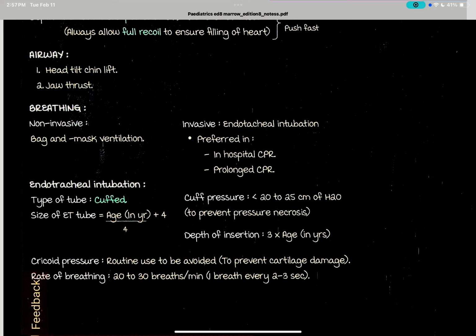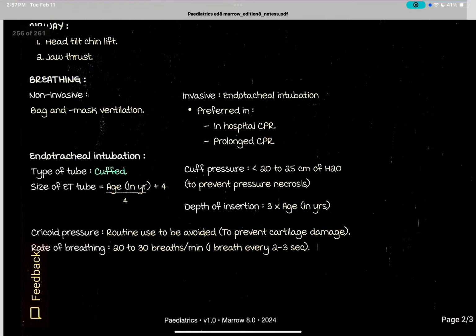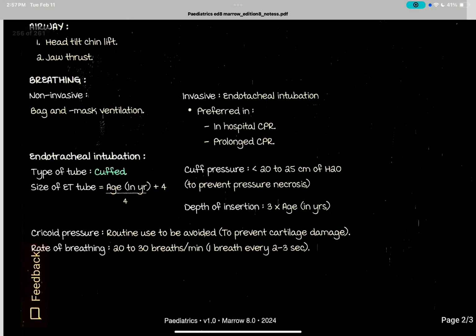age in years plus 4, divided by 4; or age in years divided by 4 plus 4. Invasive endotracheal intubation is preferred in hospital for CPR and prolonged CPR. Cuff pressure should be less than 20-25 cm of water to prevent pressure necrosis. Depth of insertion is 3 times the age in years.